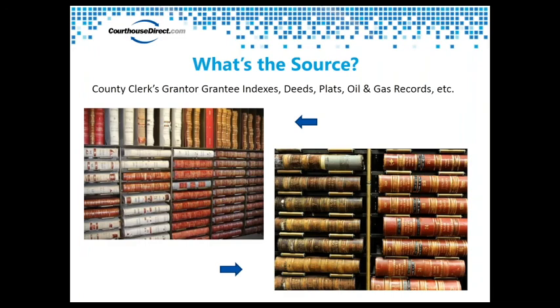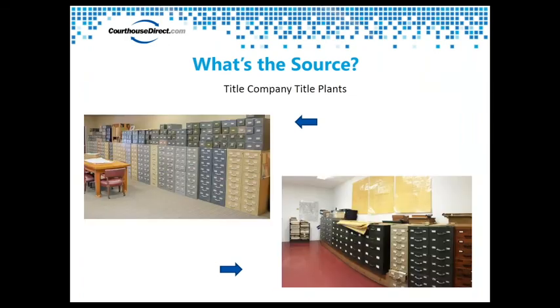Where does the information come from? It comes from the county clerk's office, where we've gone in and actually opened all these old books and scanned them, or we've worked in title companies and scanned all of their card files that are in the title plants. So our sources are typically either the courthouse itself or the title company.